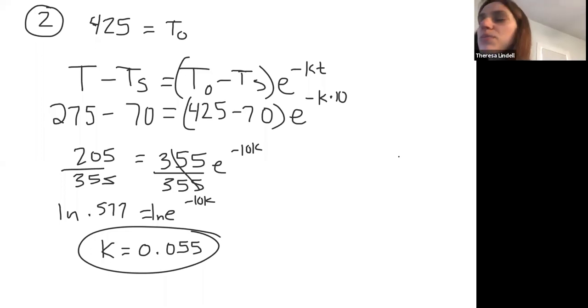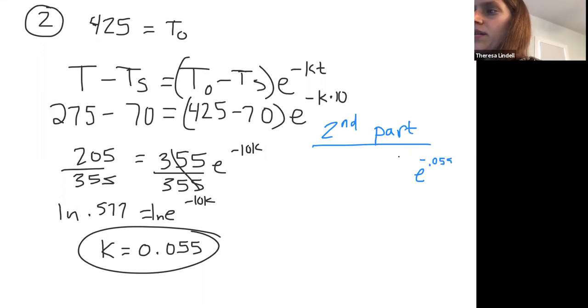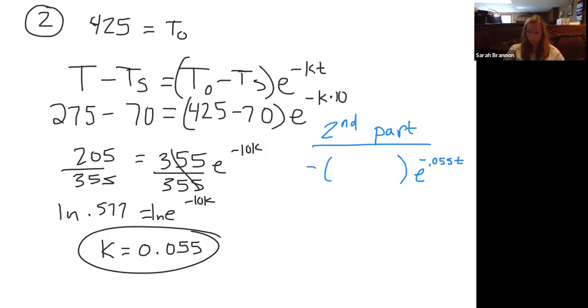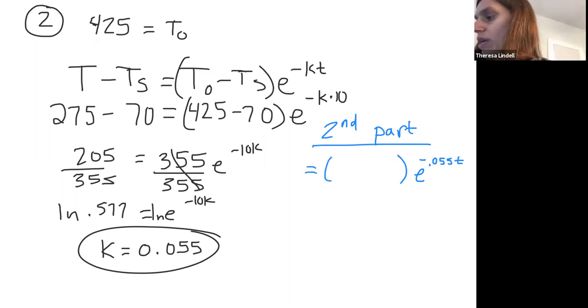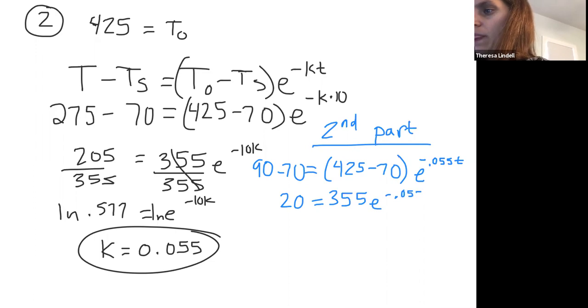Okay, anyway, everybody good with that first part of number 2? And then basically for the second part of number 2, so that's not done, right? For the second part of number 2, we want to know what the t is. So we plug the k back in with a t right here. But we want to know what that time is when it gets to 90 degrees. So you keep the 425 the same because it's the original. Keep the 70 the same because that's the surrounding temperature. And then you do 90 minus 70 over here. And you get 20 equals 355 e to the negative 0.055t.